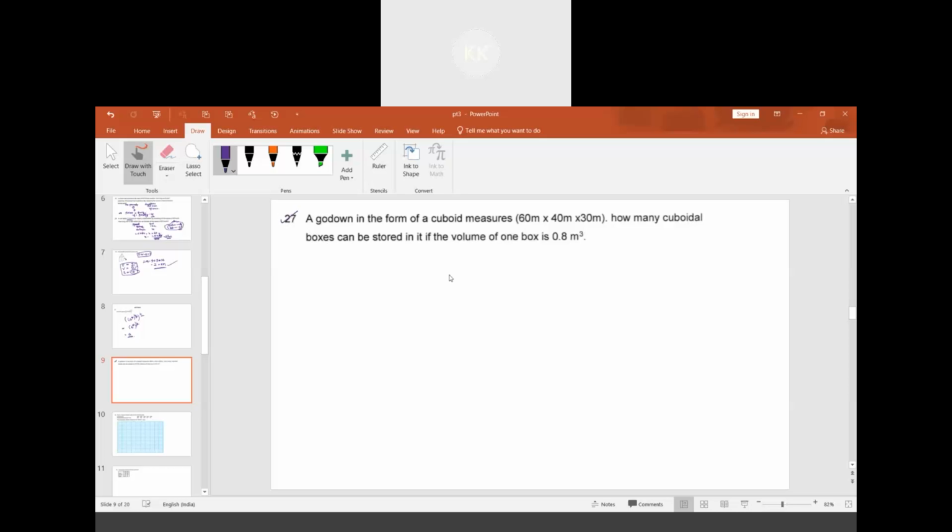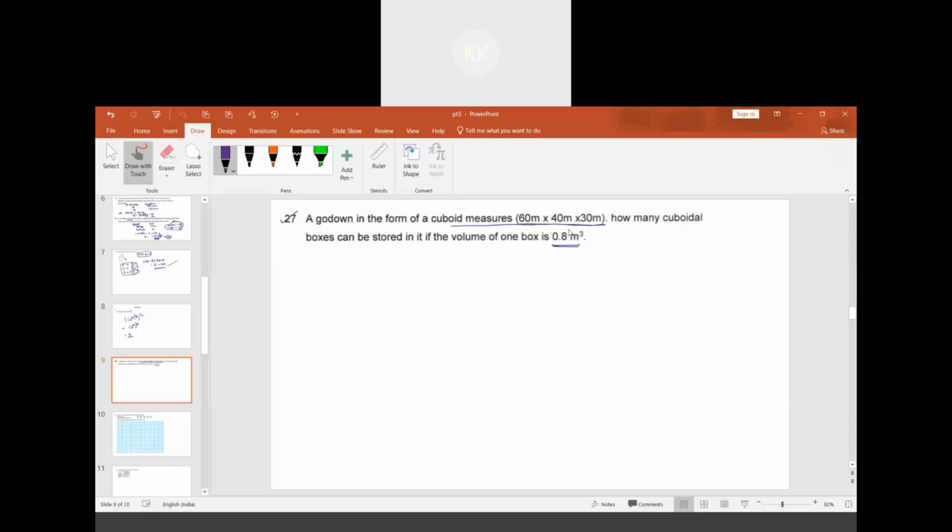27th question. 90,000 boxes is correct. Here they have given the dimension, and this dimension itself is a volume, they have given the volume.